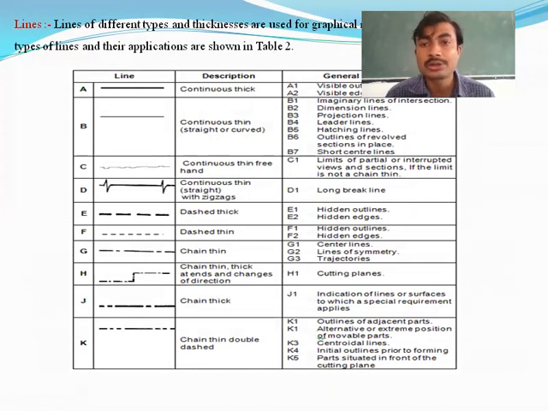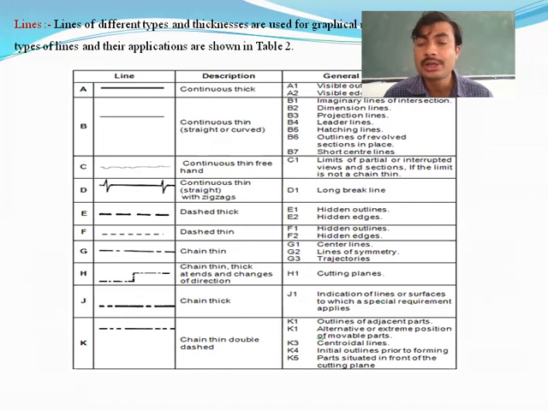The first one is continuous thick. When to use this continuous thick? Whenever we look at the object, whatever is seen by our eyes is to be drawn by the continuous thick line. Okay, that is for the visible edges or the visible outlines. The next one is continuous thin. When to use this one? The continuous thin line is to be used when you want to draw the imaginary line or a projection line, dimension line, leader line, hatching lines, outlines of the revolved sections in place, short center lines.